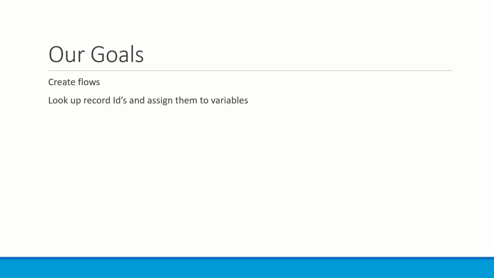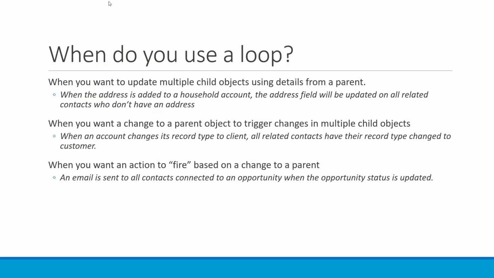And so our goals are twofold. We're going to create flows, and we want to look up record IDs and assign them to variables. And I feel like record IDs are the most important thing you can learn about creating flows. While you can do a lot with screen flows without ever using a record ID, this lets you handle more complex business cases. So when do you use a loop?